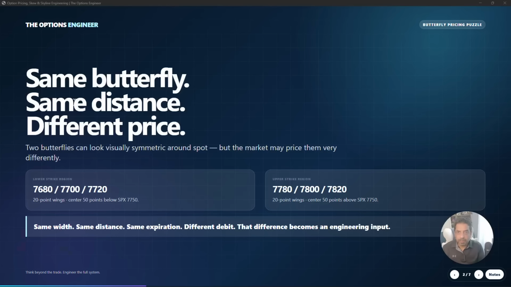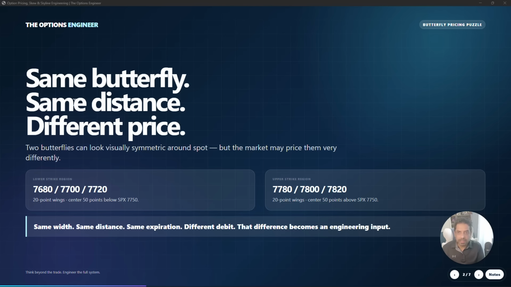Today I'm going to cover in this session some research on the options pricing of different structures and how it fits into designing the Skyline strategies enabled by the Options Engineer OS. Let me start with a simple butterfly pricing puzzle. Two butterflies can have the same width, the same distance from spot, and the same expiration, yet still priced very differently. I'll show that exact example in the OS.